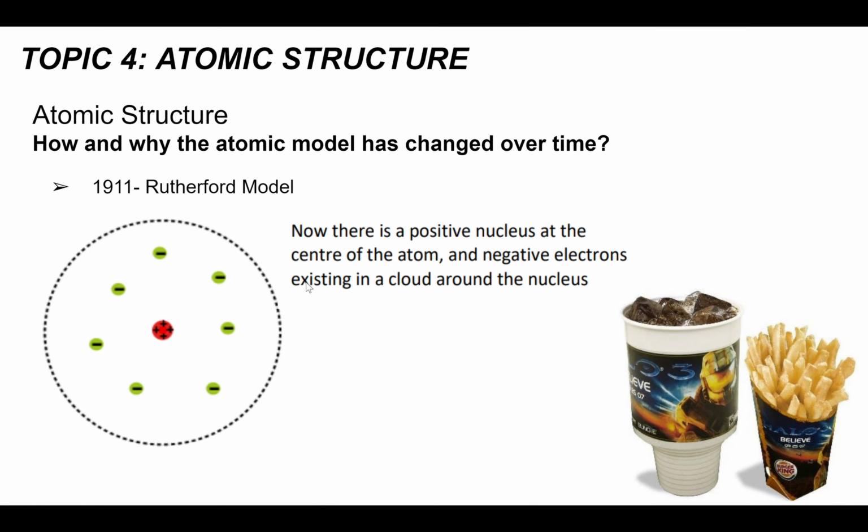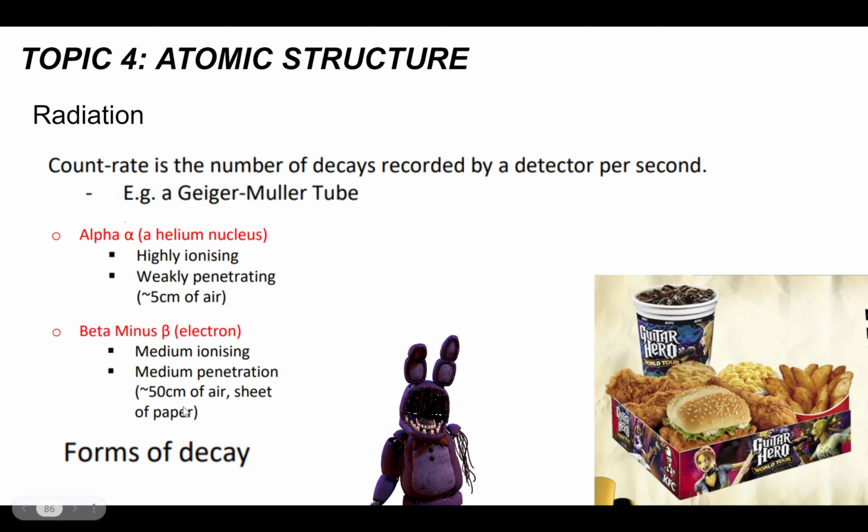So some forms of decay: we have alpha decay, from a helium nucleus. It's highly ionizing, weakly penetrating. It can only go through 5 centimeters of air. So beta minus, an electron, is medium ionizing and medium penetration, so it's like the middle ground. It can go through 50 centimeters of air and a sheet of paper.